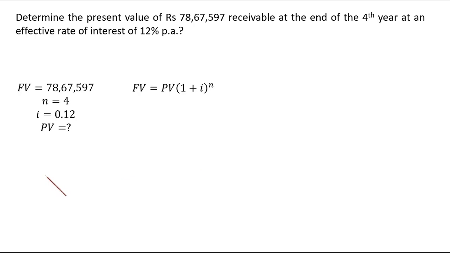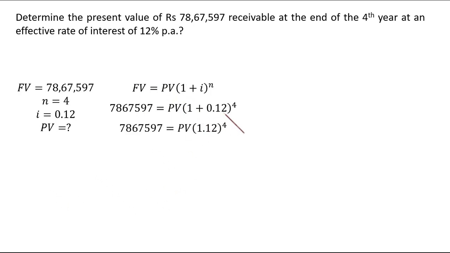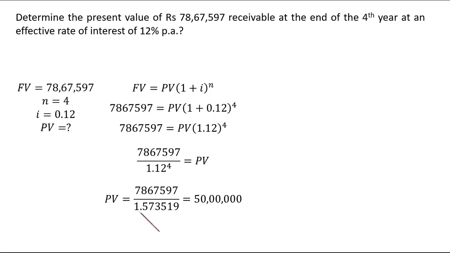We can use the same old formula. FV is equal to PV into (1 + i)^n. Plug in the numbers, whatever you know, please substitute. We write the PV as it is. We add 1 plus 0.12 to get 1.12. 1.12 the whole raised to 4 is divided over here to get 1.573519. And when 78 lakh is divided by this number, we get approximately, rounded off to the nearest decimal place, 50 lakh rupees, which means 50 lakh, if invested now, will give us 78 lakh after 4 years.